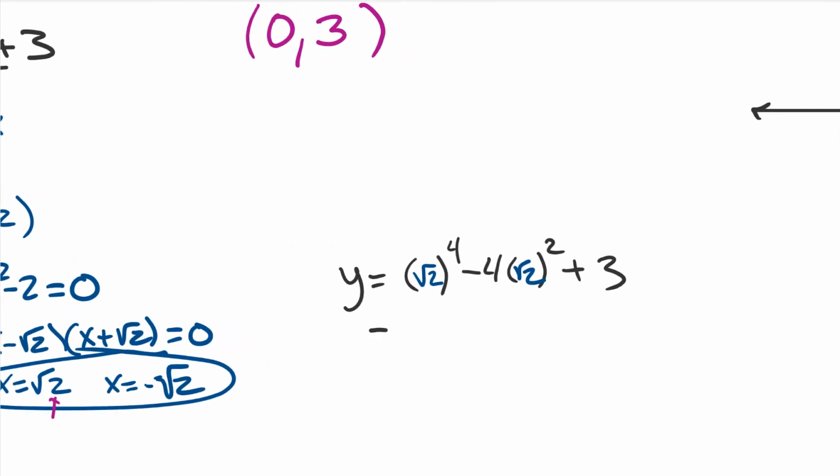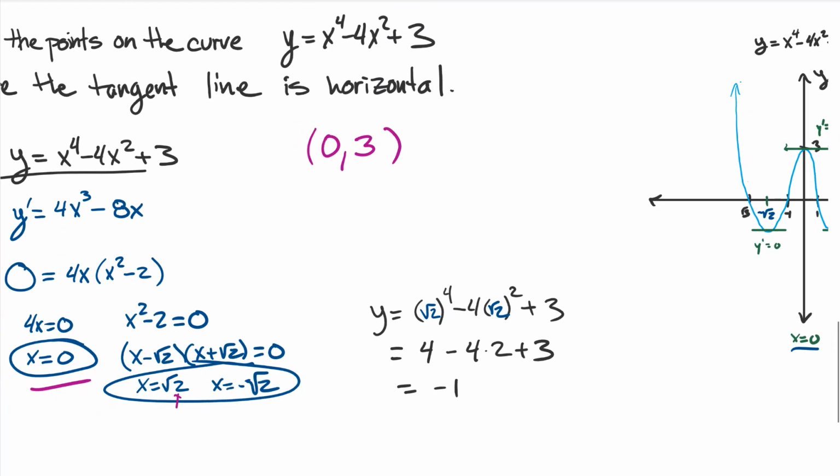So what is that? The square root of 2 to the 4th. Well, the square root of 2 times the square root of 2 is 2. And if you do it again, that's 2 times 2. That's 4. And then we have root 2 squared, that's just 2, plus 3. So what's that? 4 minus 8 plus 3. 4 minus 8 is negative 4, plus 3. That's just negative 1. We did it, y'all.